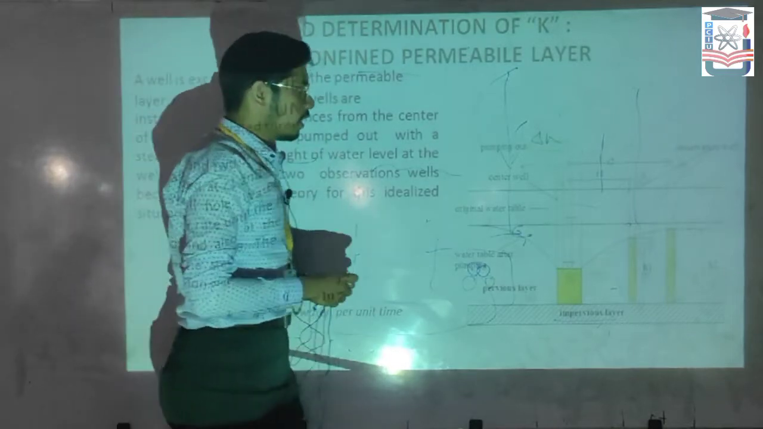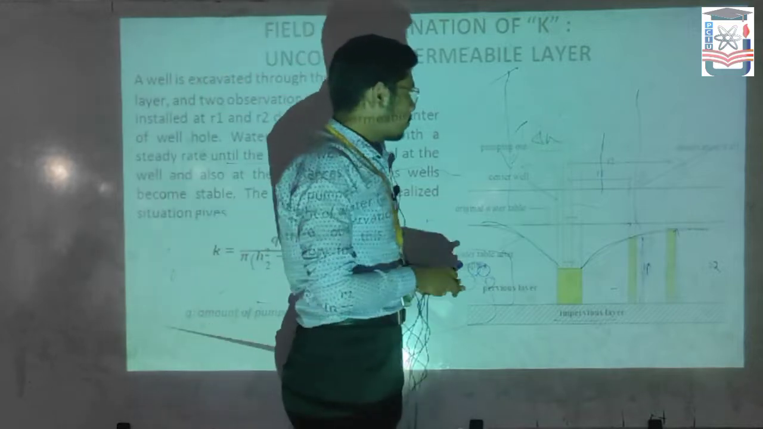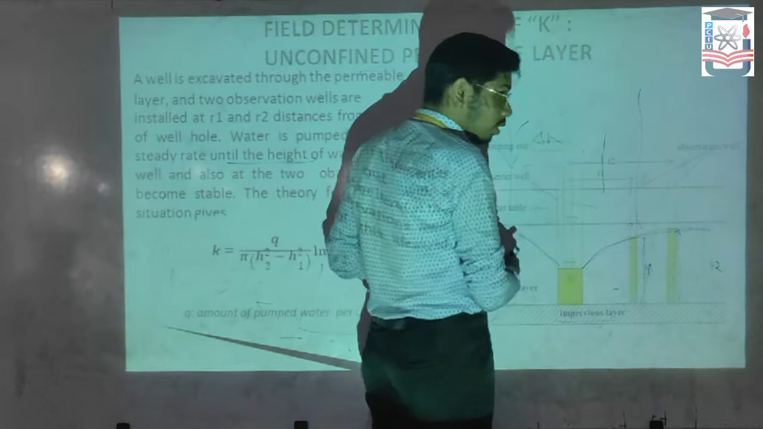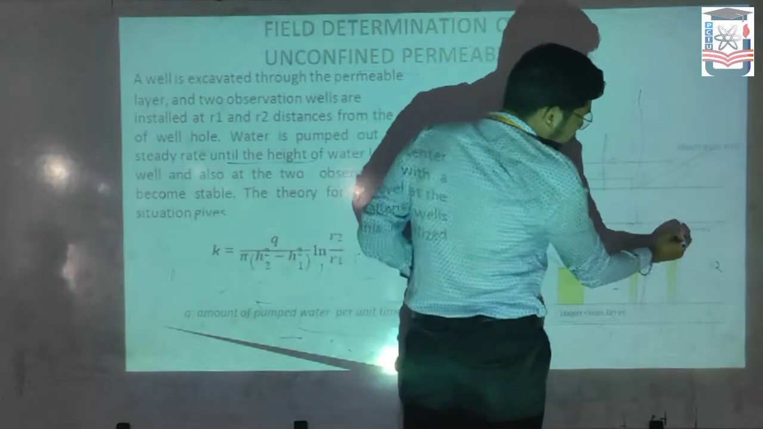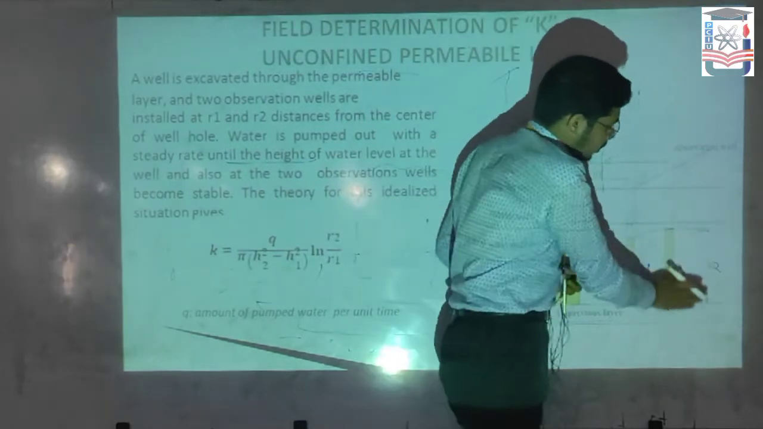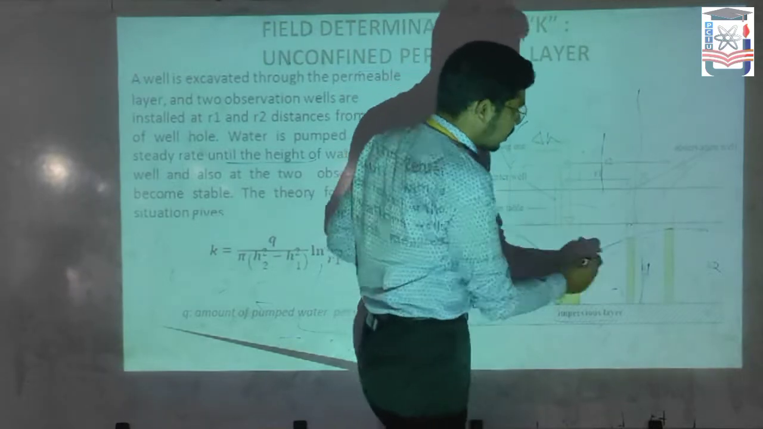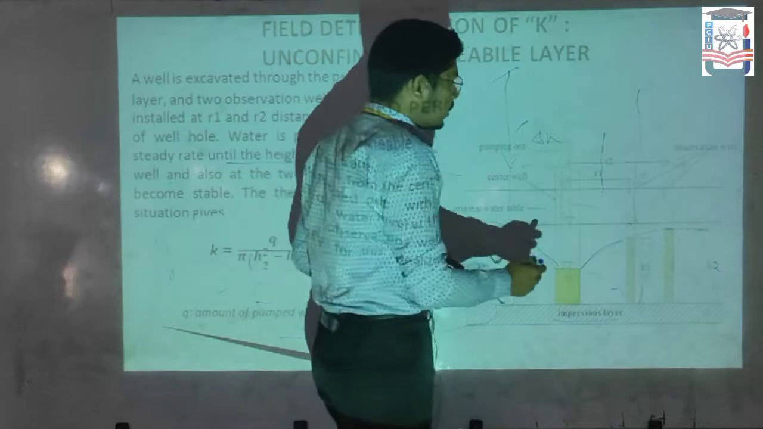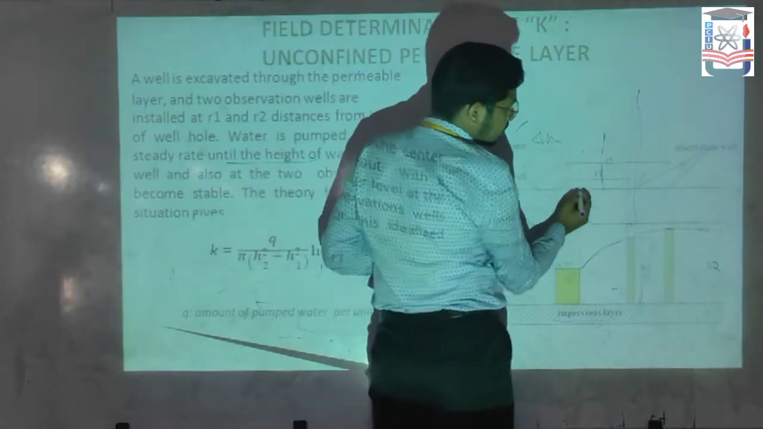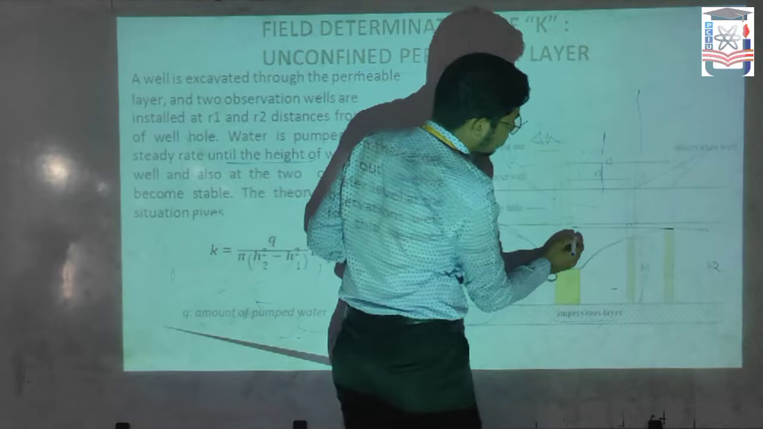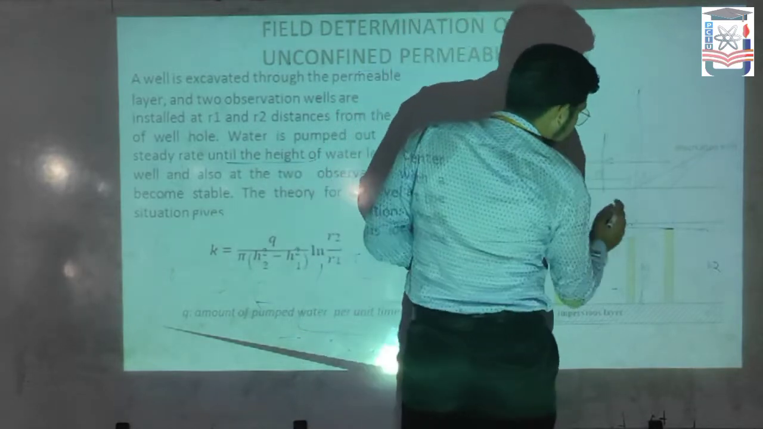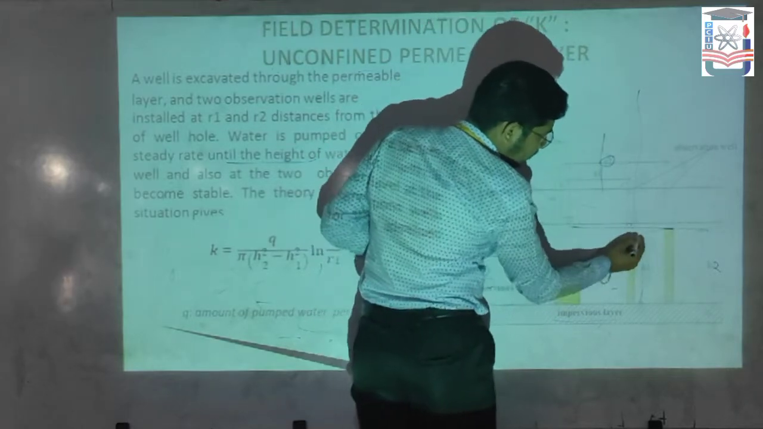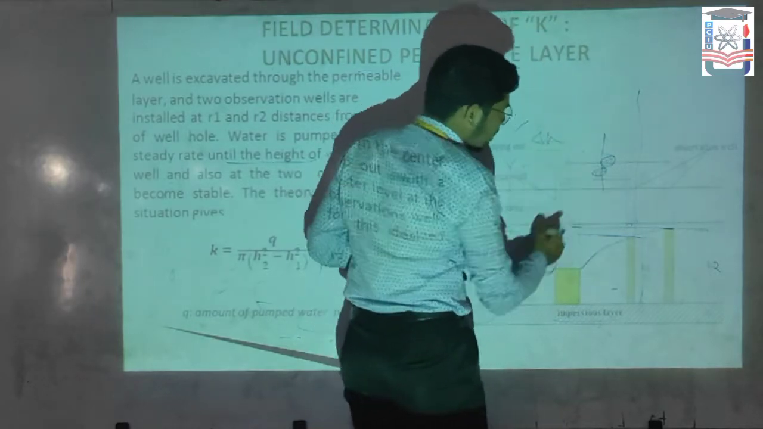So here, in the unconfined permeable layer, first of all we use pumping to put out the water and observe the level. This H2 is when we did not discharge the water, and this H1 is when we discharge the water. Before pumping, the water level is H2 and the distance from the well is R2. After the pumping, the water level is dropped, and this distance will be R1.